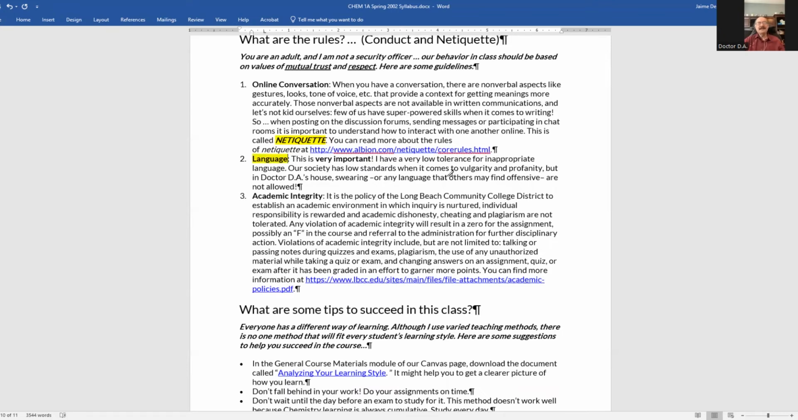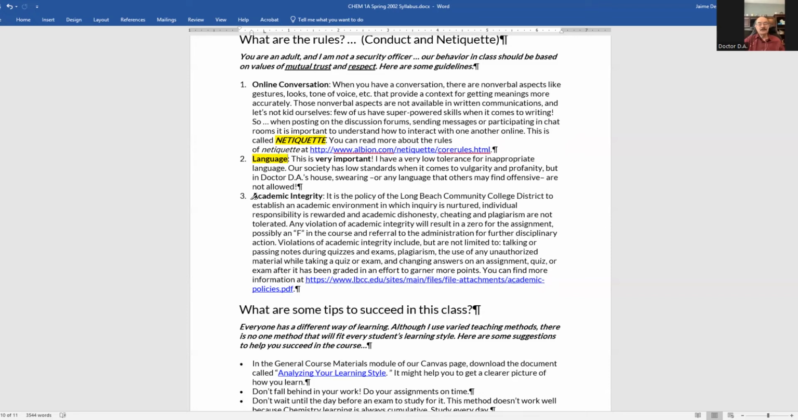Let me tell you about language. Our society is very casual about vulgarity and profanity and offensive language. In Dr. Diaz's house, that doesn't go. I have very low tolerance for inappropriate language. So please, in your online interactions, in our conversations, in our in-person sessions, please refrain from using this kind of language, okay? I have very low tolerance for any kind of offensive language.